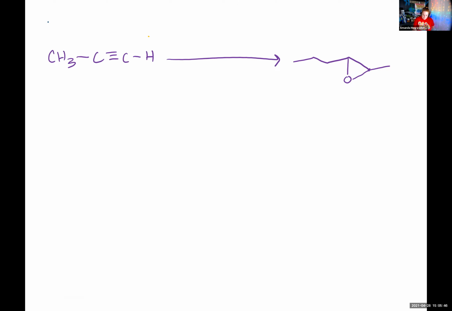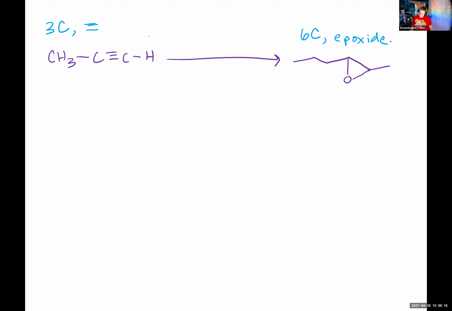All right, we're starting with a 3-carbon chain, and we have a triple bond. We're ending with 1, 2, 3, 4, 5, 6, a 6-carbon chain. And that little functional group right there is an epoxide. So it is an ether. You could also call it that. It's just a specific type of ether. It's a cyclic ether.